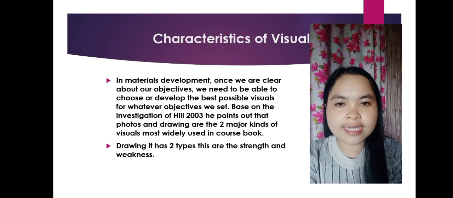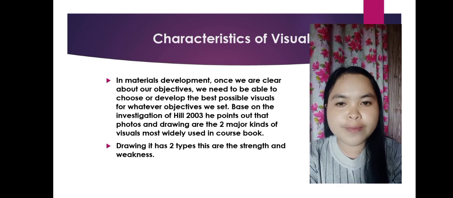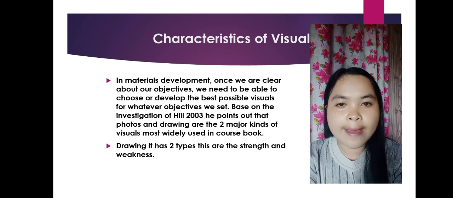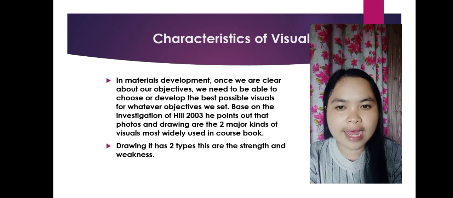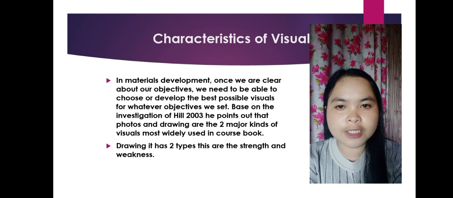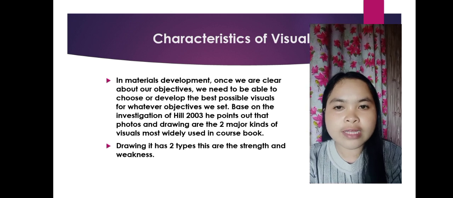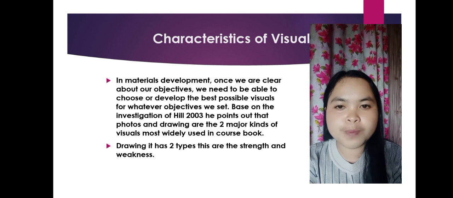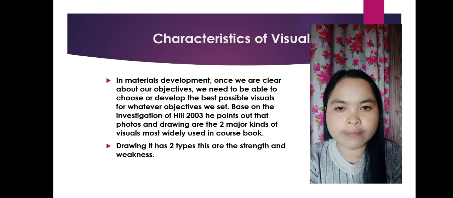Based on the investigation of Hill 2003, he pointed out that photos and drawings are the two major kinds of visuals most widely used in course books. Photos are used to illustrate people, objects, and places in published materials. Drawings are often used in published materials to illustrate actions and interactions among people.